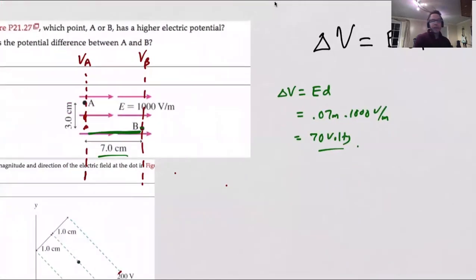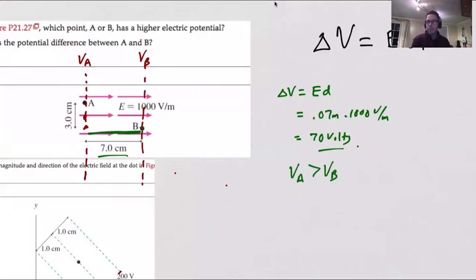Cool. We can't find potential A or potential B individually, all we can find is the change in potential. But they do ask us which one has a higher potential. Again, that's rule number 2, right? The electric field flows in the direction of decreasing potential. The arrows are pointing to the right, so that tells us that whatever they are, potential A has got to be bigger than potential B since the electric field is flowing that way.